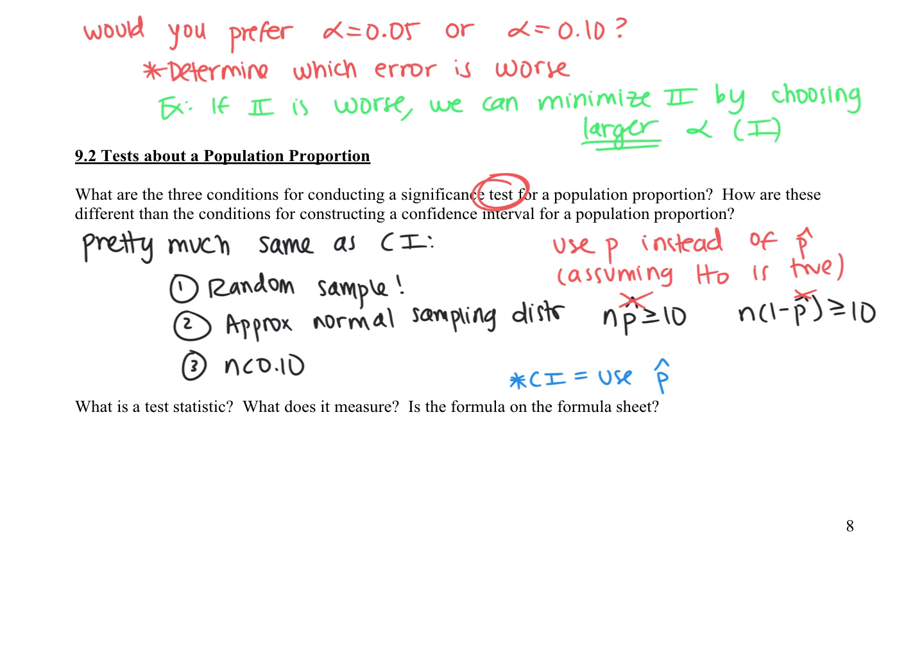Okay, test statistic. This is our calculation. It is related to a z-score. What does a z-score measure? Come on, guys, you know this. What does a z-score measure? Augie? Number of standard deviations from the mean.